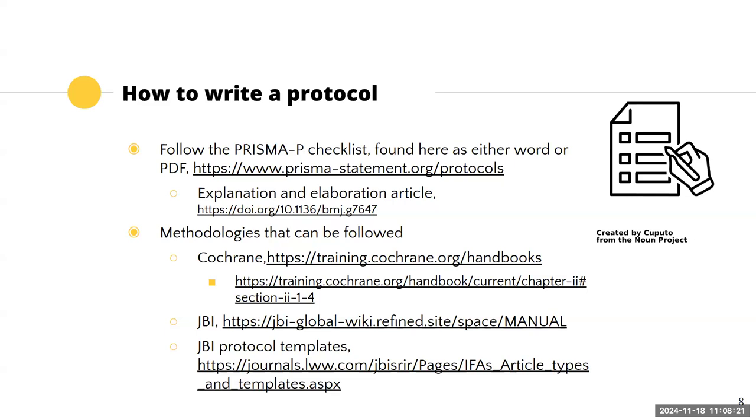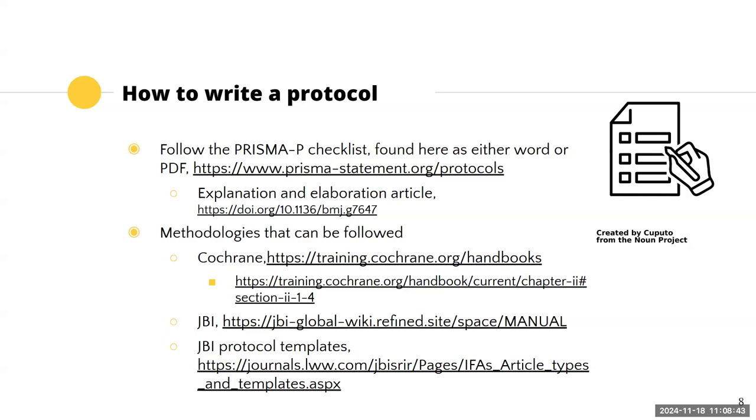So, how do you write a protocol? The PRISMA-P checklist is a guideline. It's not a methodology, but it's a guideline. And it's good to get familiar with what's included in a protocol. That checklist outlines each of those elements, so you want to make sure you've got all of those elements in your protocol.